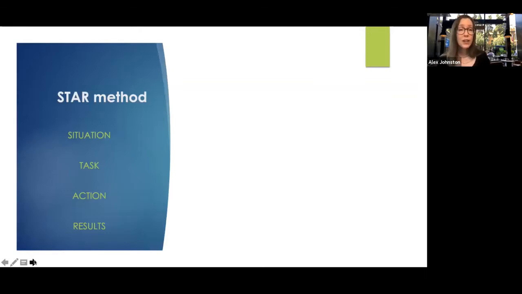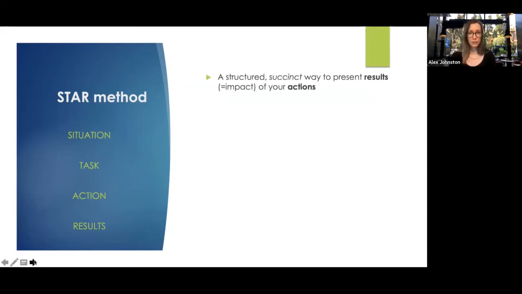So part of making your resume really effective is to use what's called the star method or star story or star bullet. You can find this on the web everywhere. It's not a secret, but it stands for situation, task, action, results. And this provides a structured and succinct way to present the results, meaning the impact of your actions. It's concise, which is what you want. It applies to both oral and written genres.